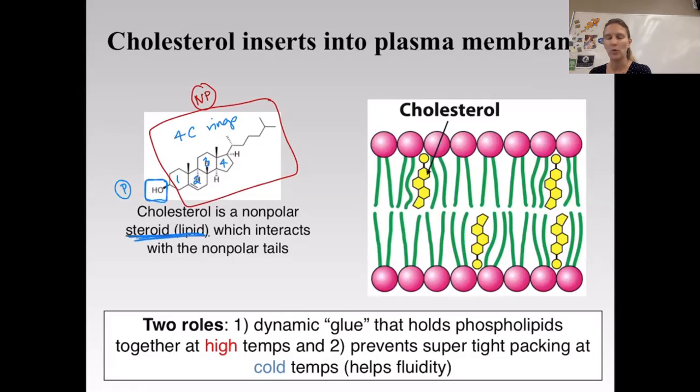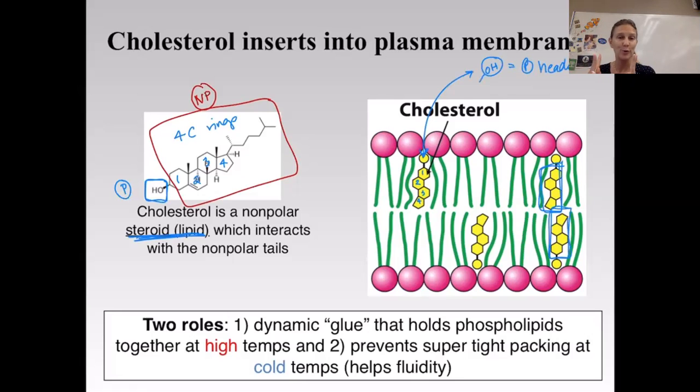And this interacts with those nonpolar tails. So cholesterol inserts itself into the plasma membrane. If you look here, we see our 1, 2, 3, 4 carbon rings. Notice that we have a region of cholesterol that is interacting with those polar heads. And if you had to zoom in on that, it's going to be the OH, or the hydroxyl group, that is actually interacting with those polar heads, because that's the only part that's polar. The rest of it kind of lays into these and interacts with those nonpolar tails, right?